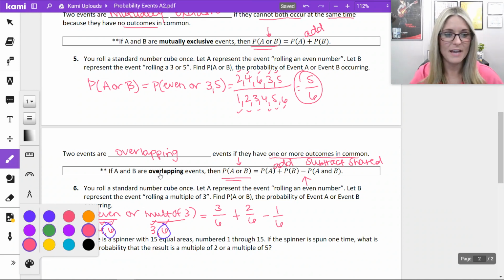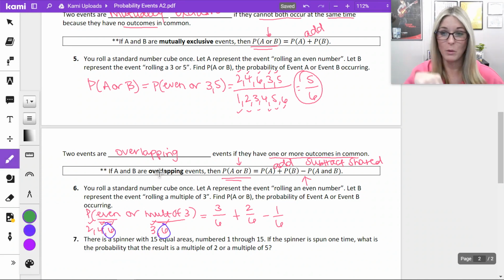Think of it another way. If I listed it out, what are the possibilities that work here? 2, 4, 6, multiples of 3, 3, and I've already counted 6. Okay, so let's go finish our probability here. When I add and subtract fractions that have a common denominator, we keep that common denominator, add or subtract the numerators up here. So 3 plus 2 is 5, minus 1 is 4.